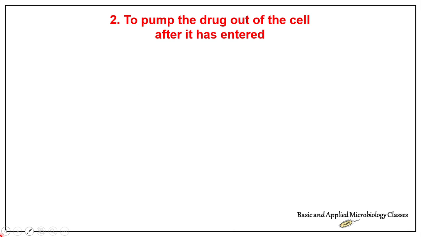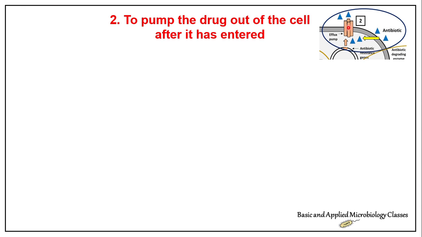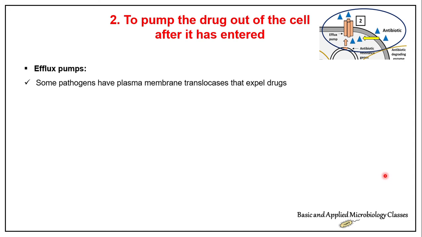So now you see we are going towards second strategy, to pump the drug out of the cell after it has entered, right? So here again I have pasted this picture so that you can better recall this point we have already discussed. Now we are talking about the efflux pump and all that, right? So now you see efflux pumps. What are actually these efflux pumps? Some pathogens have plasma membrane translocases that expel drugs.